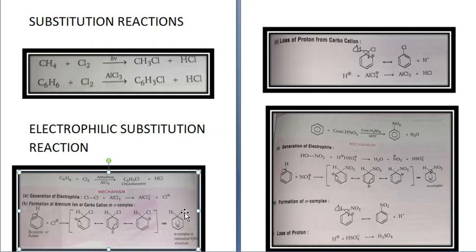Third step is formation of proton from the carbocation. From this one that was formed over here, now this hydrogen ion will get separated and you will be left with chlorobenzene plus H plus ion. And this H plus will react with AlCl4 minus, which was formed over here, to give you AlCl3 plus HCl. So this is the mechanism of halogenation.